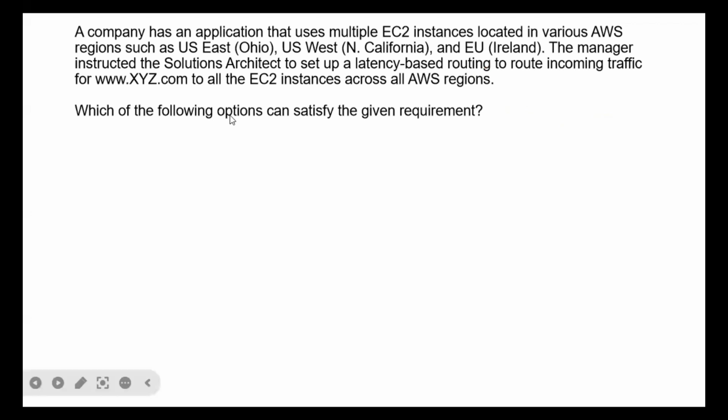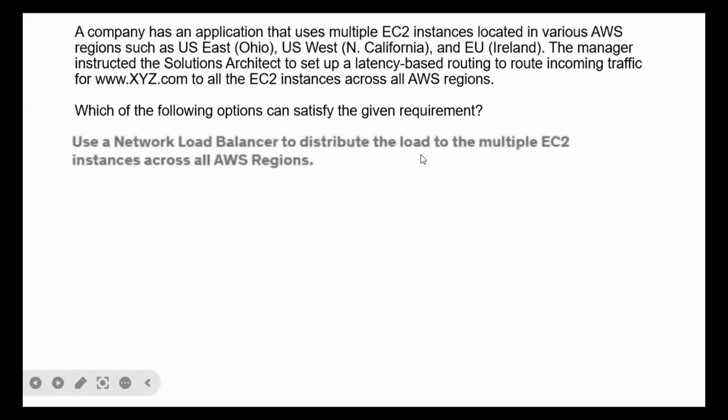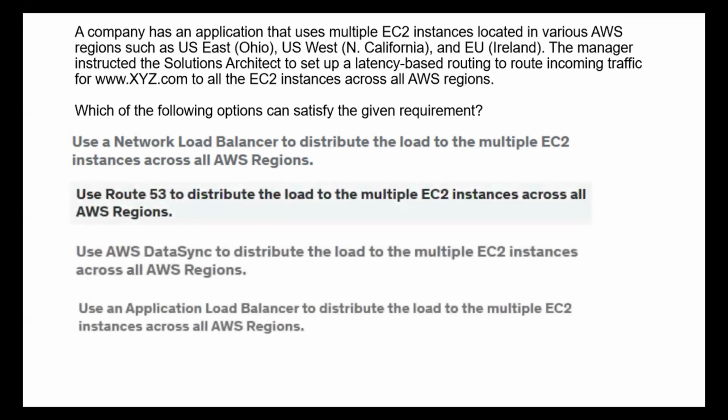So now, the manager should set up latency-based routing to route incoming traffic for the domain www.xyz.com to all the instances across all the AWS regions. How can we achieve this? Use a network load balancer to distribute the load. No, network load balancer is a region-specific service, right? So it is not going to span multiple regions. So this can be excluded.